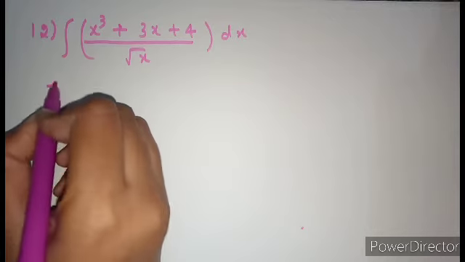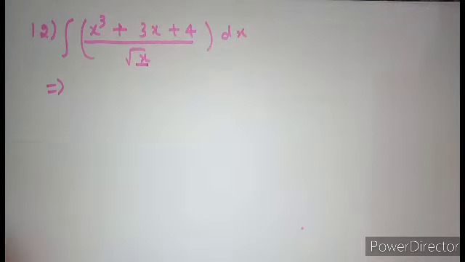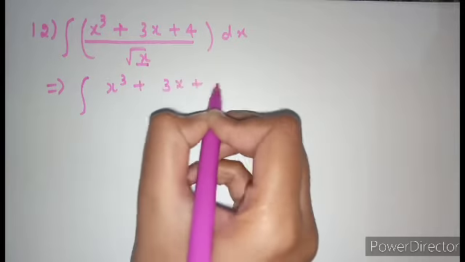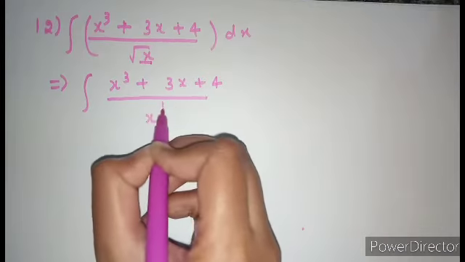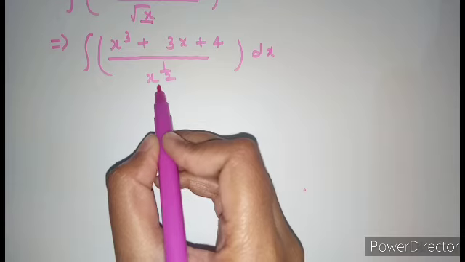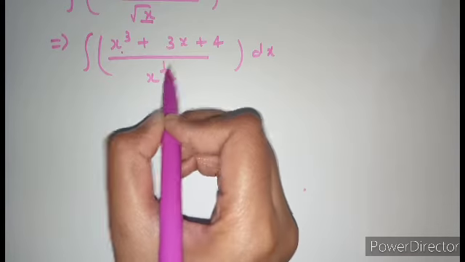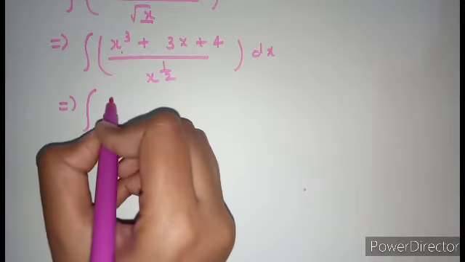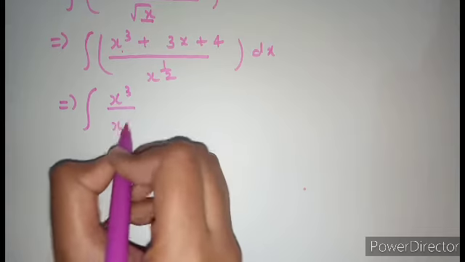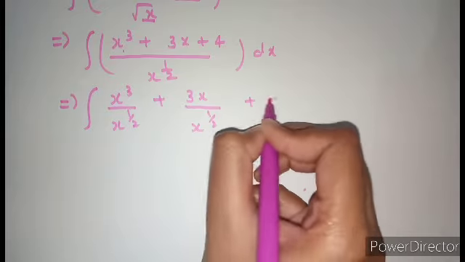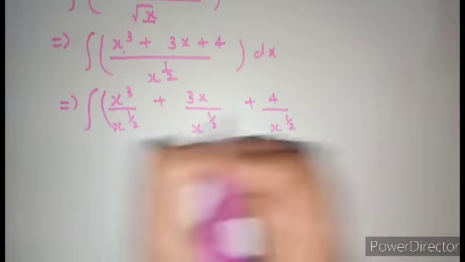So this root x can also be written as x raised to 1 by 2, right? So (x cube plus 3x plus 4) upon x raised to 1 by 2 dx. This x raised to 1 by 2 belongs to x cube and it also belongs to 3x and it also belongs to 4. So split this: x cube by x power 1 by 2 plus 3x by x power 1 by 2 plus 4 by x power 1 by 2 dx.